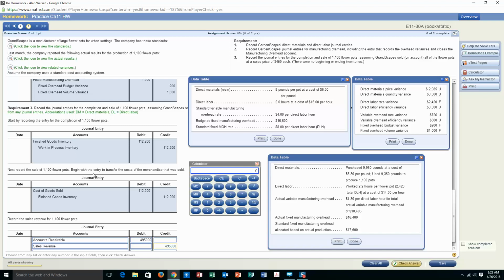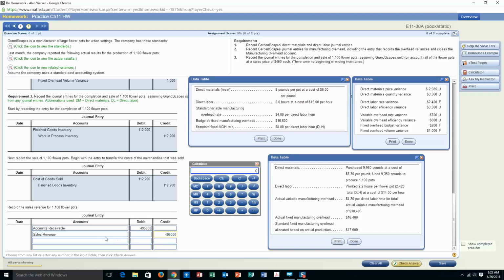Then the final is that we actually sell the pots. We account for the cost of goods sold, the finished goods inventory. We sold all of them, so we put it into the cost of goods sold. We take it out of finished goods for 112,200. And then the final step is that we account for the sales, 1,100 pots. We're selling them. I go way up here to the $450 each. So 1,100 times $450, $495,000, and that's our sales revenue.